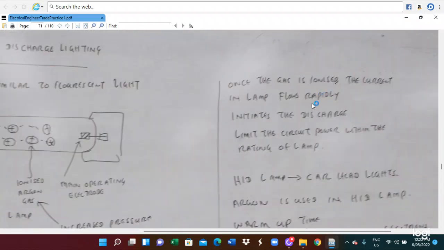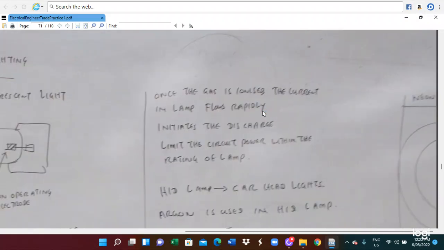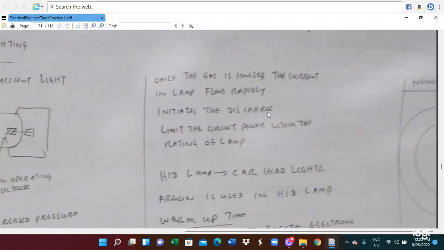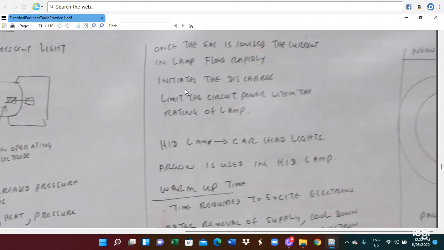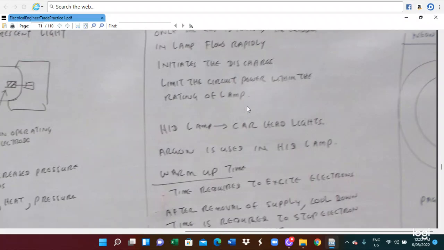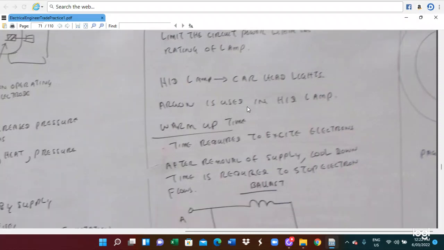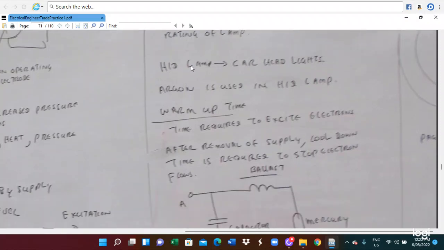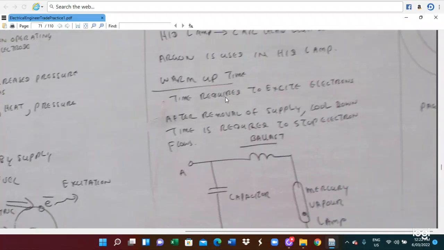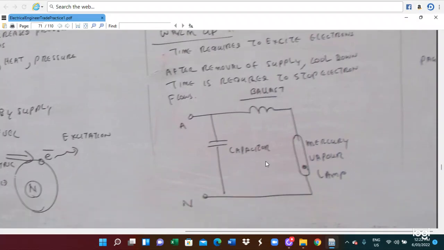Therefore, the gas has to be ionized. The current in the lamp will flow rapidly, so it initiates the discharge and limits the circuit power. This determines the radiance of the light. HID lights can be used, for example, as car headlights. So this is the circuit diagram of the mercury vapor light.